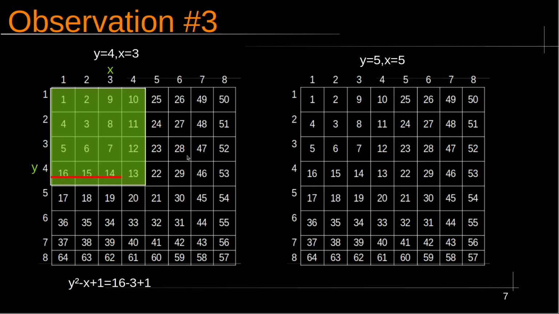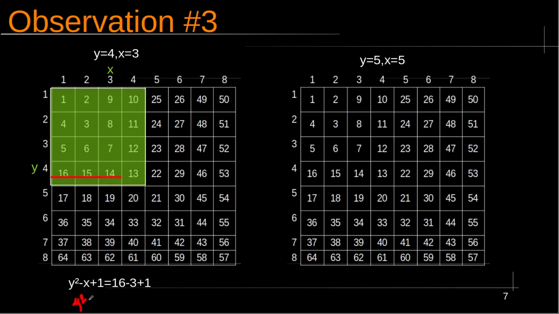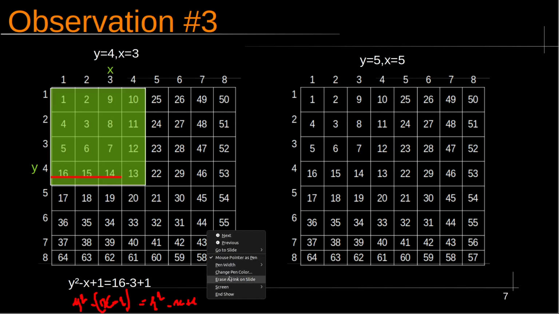So for now, we can say that to find this element, 14, we can compute y squared minus x plus 1, which is 16 minus 3 plus 1. Because I said for this formula here, let's compute it. We have minus x minus 1, which is equal to y squared minus x plus 1. It's the same formula here.